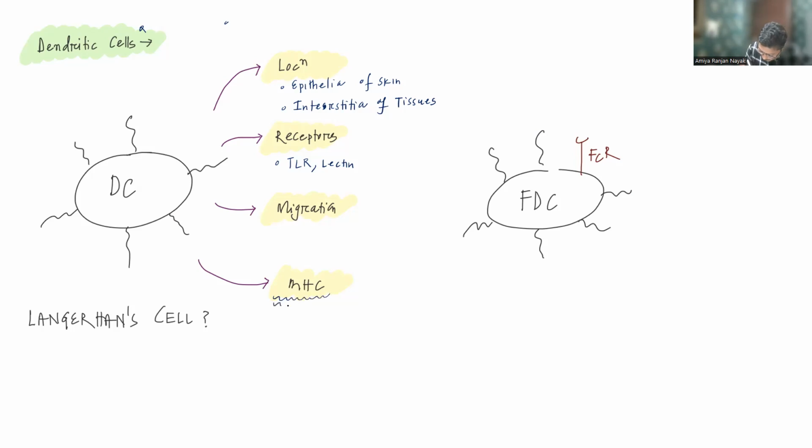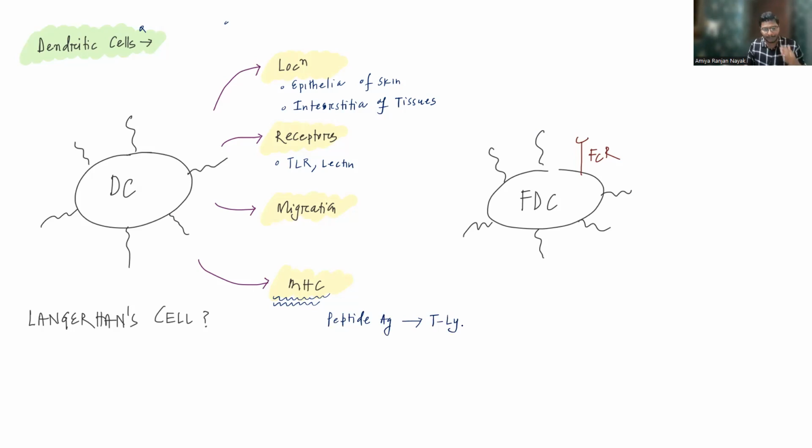Because they have MHC molecules, of course, they will have both MHC class 1 and class 2 molecules. As I have told you previously, class 1 molecule will be present in all the nucleated cells. So dendritic cells are going to have the class 1 molecule. And because they are antigen presenting cells, they will also have the class 2 molecule. Okay, so that means they can present antigen to both CD8 positive cytotoxic T lymphocytes and CD4 positive helper T lymphocytes. Okay, so basically they will present peptide antigen with the help of MHC molecule to the T lymphocytes.